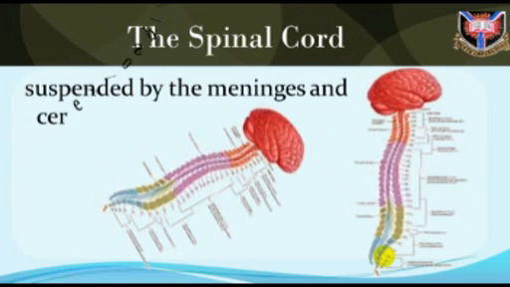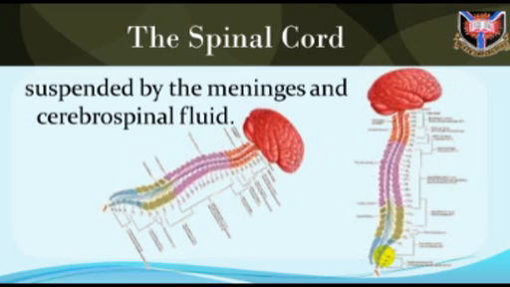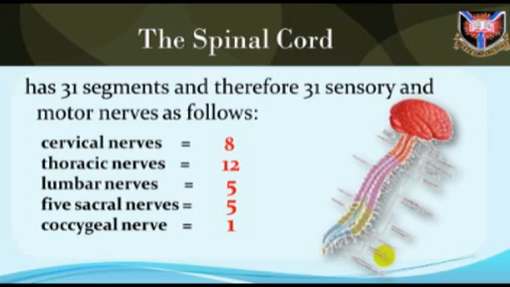The spinal cord. The spinal cord is the elongated, almost cylindrical part of the central nervous system, which is suspended by the meninges and cerebrospinal fluid. It is continuous from above with the medulla oblongata and extends from the upper border of the atlas to the lower border of the first lumbar vertebra. The spinal cord has 31 segments and therefore 31 sensory and motor nerves.